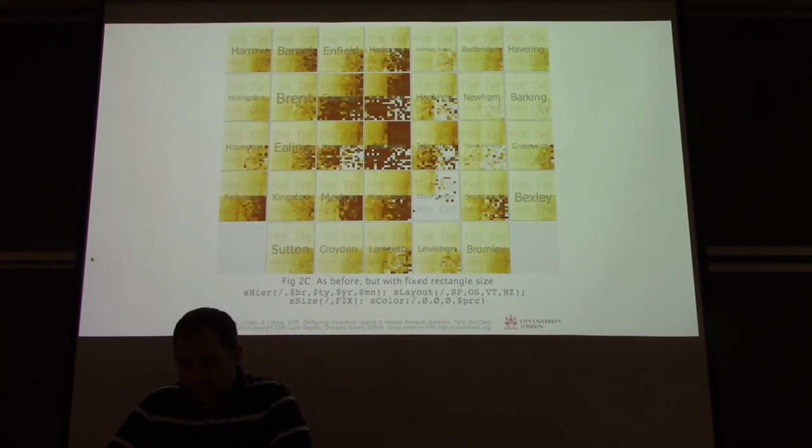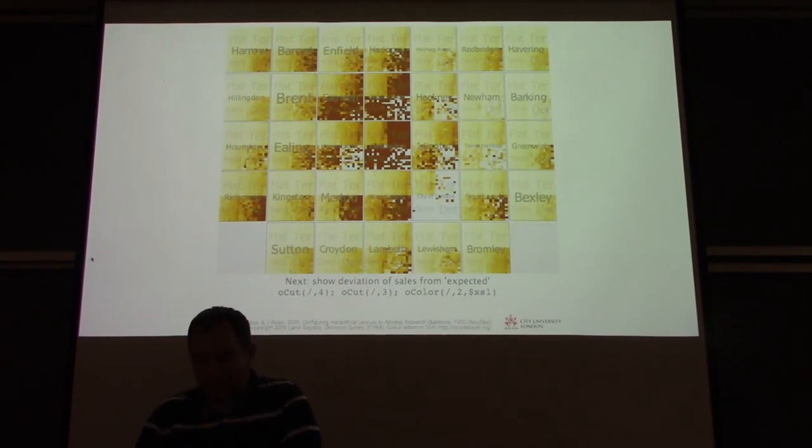The detail of property types can now be resolved more easily, even where sales are low. To study how much each borough differs from the average ratio of property type sales, we will hypothesize that all boroughs will have the average ratio of sales, establish this as a baseline, and then colour by the deviation of sales from this using a signed chi-statistic.